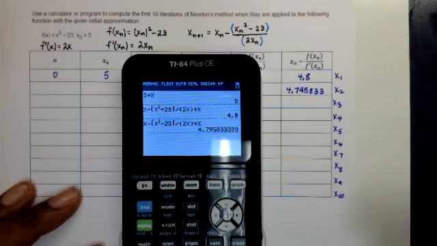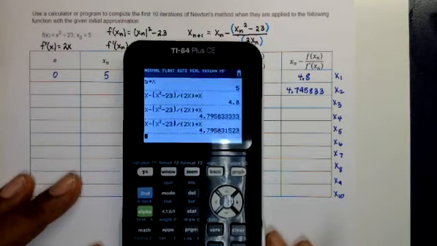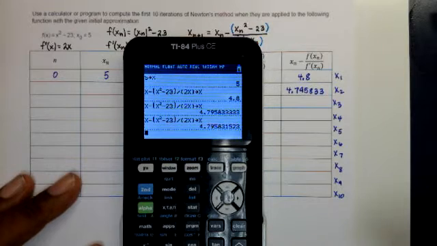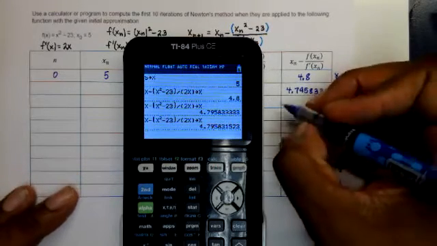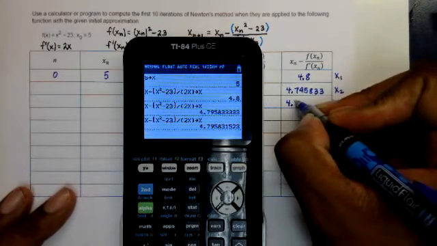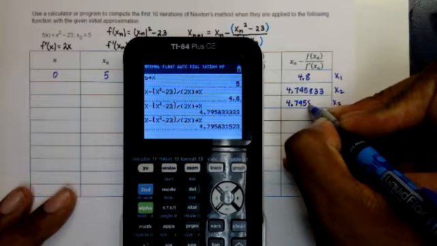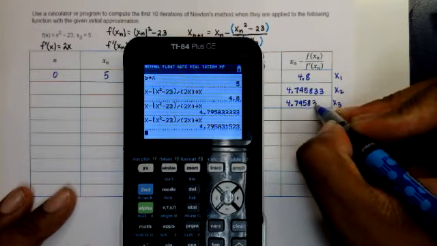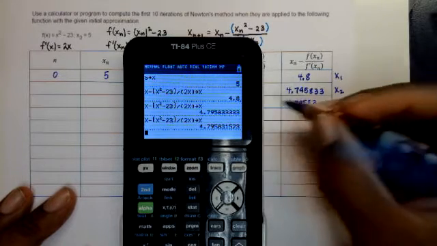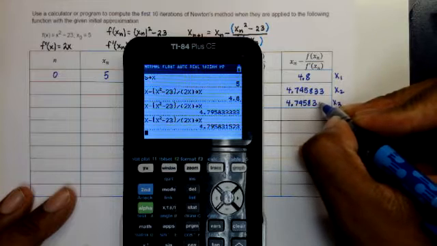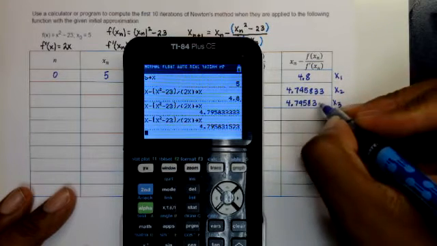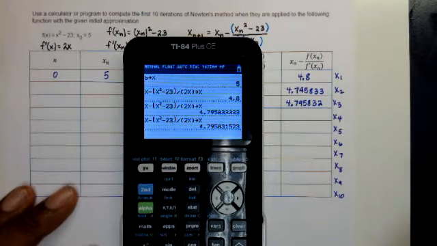And now to get the third iteration, guess what? I'm going to press enter again. And here's that third iteration, as you can see here, 4.795833 to 6 decimal places. That 5 will make the 1 a 2. So that 4.795832.